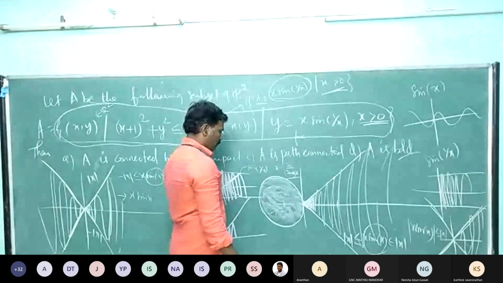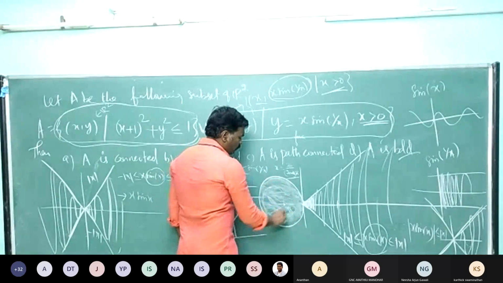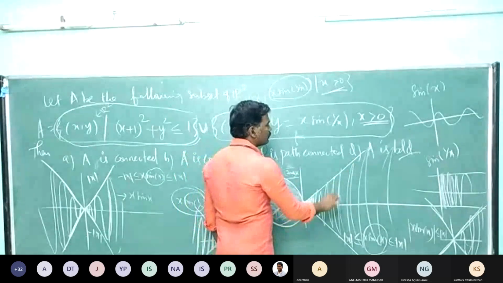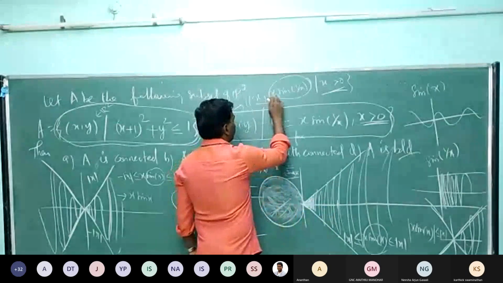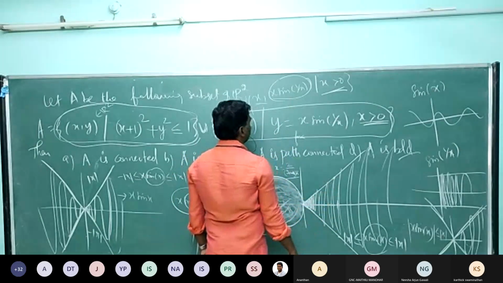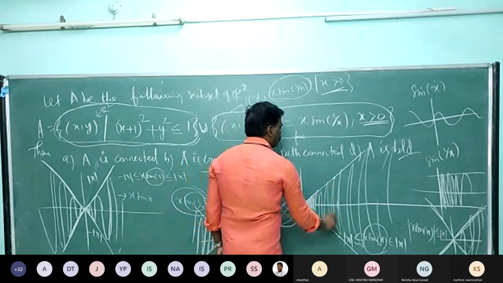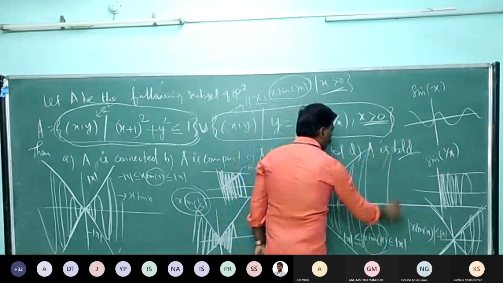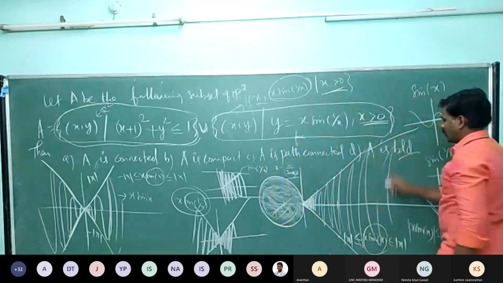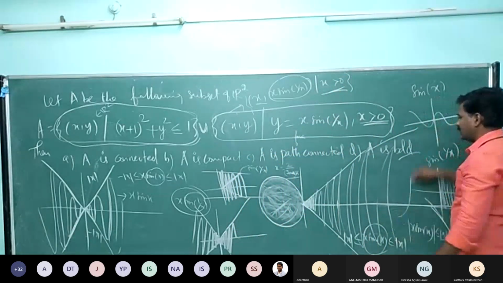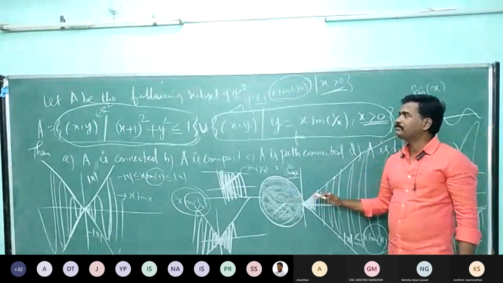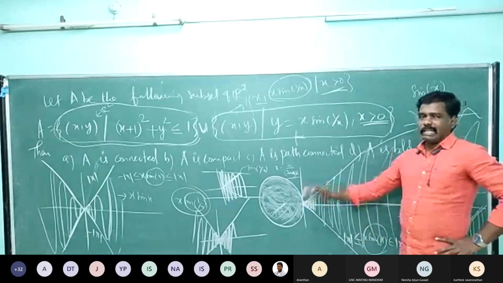That's all. Now your A is the unit disk union this set, x comma x into sine x. So the input is x, the output is x comma sine x. This is the curve, up and down. It will go on. Why? x is positive. There is no control on the right side of x. It will go up and down. This is ultimately your graph. This is your A set.